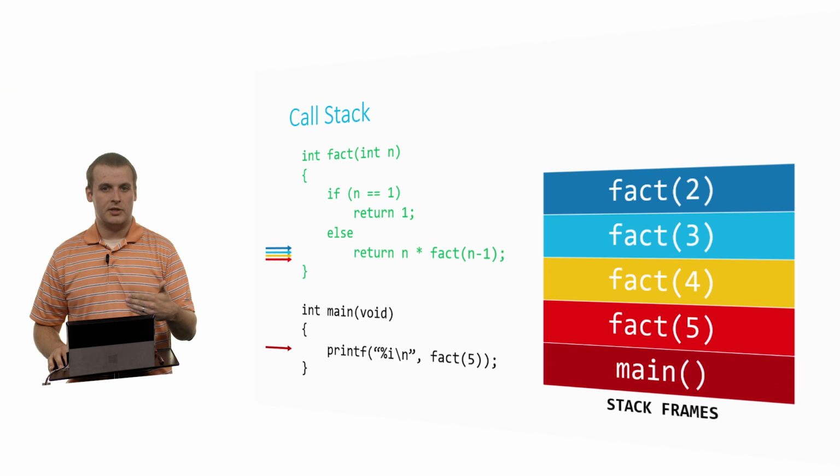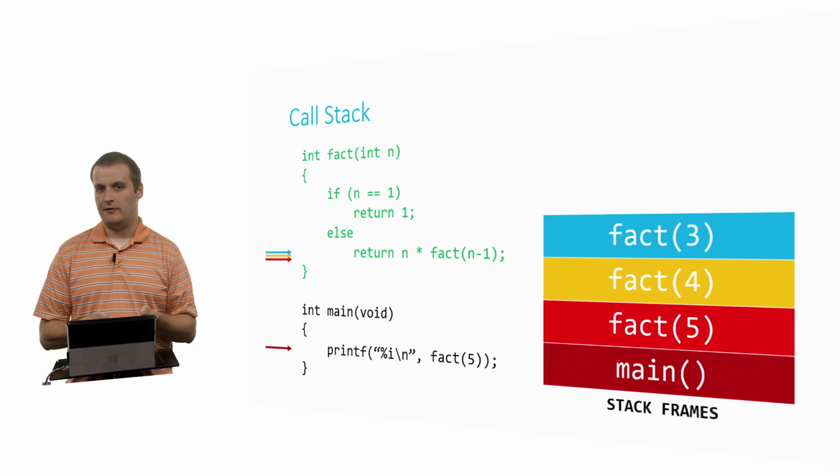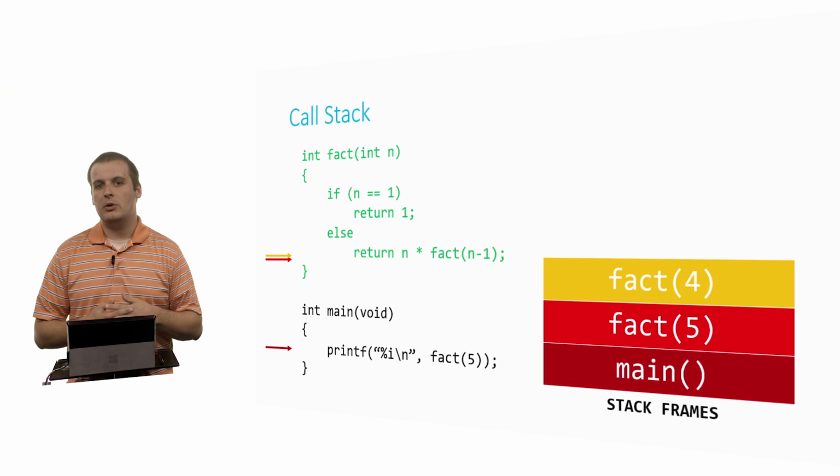Factorial of 1 returned a value of 1, so factorial of 2 can say return 2 times 1. Its work is now done. It's returned 2 to factorial of 3, which was waiting for it. Factorial of 3 is now the top frame, the active frame in the stack. And so it says, okay, I'm going to return 3 times 2, which is 6. And I'm going to give that value back to factorial of 4, which has been waiting for me. I'm done. Factorial of 3 pops off the stack, and factorial of 4 is now the active frame.